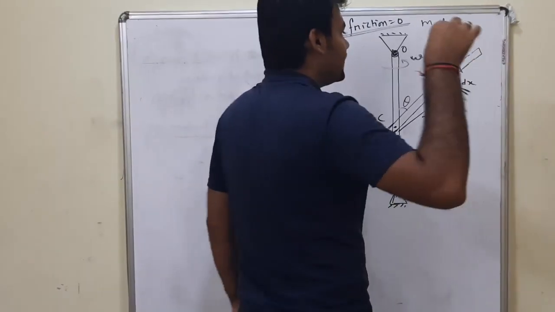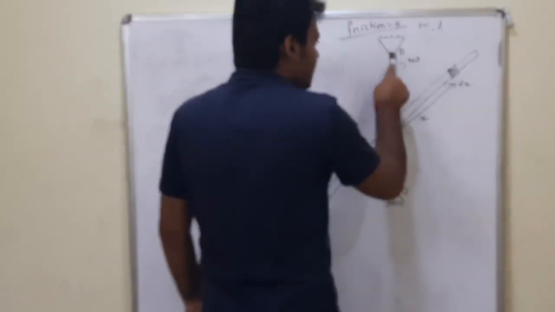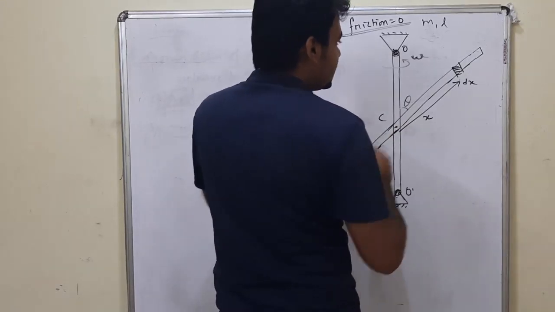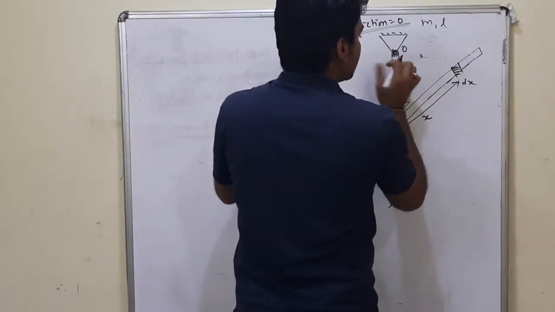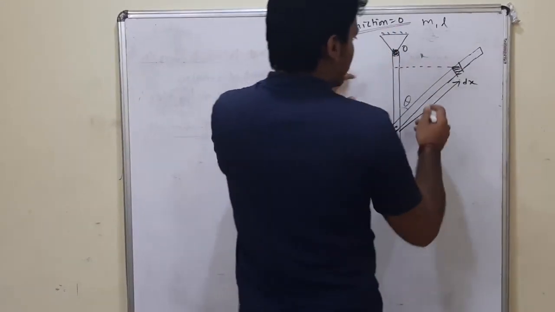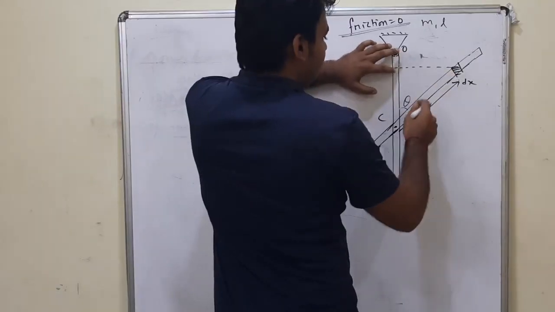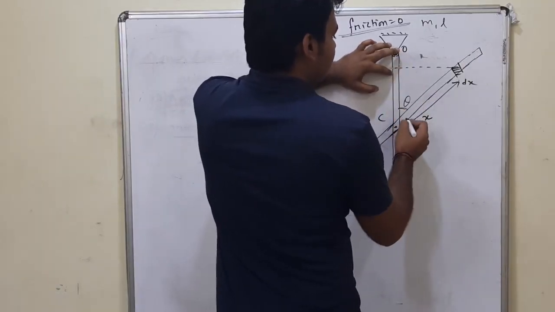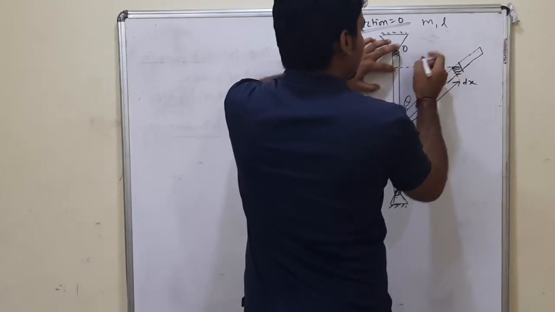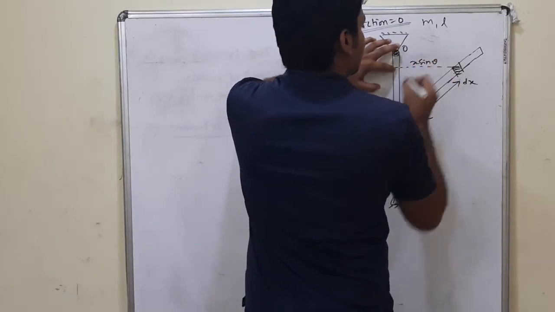This element at this moment is circling about this vertical axis. The radius of this circle can be found out from this triangle. Like this triangle has angle theta, this length is x, then this length will be x sin theta.